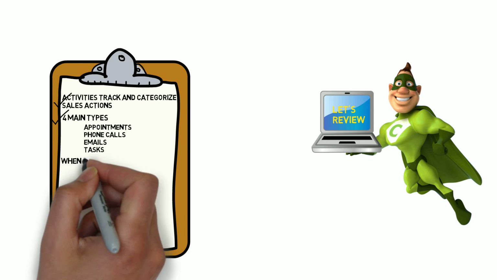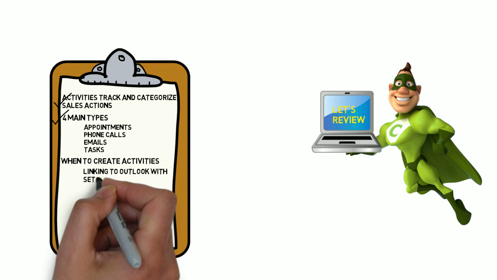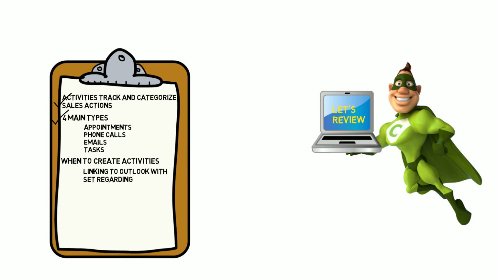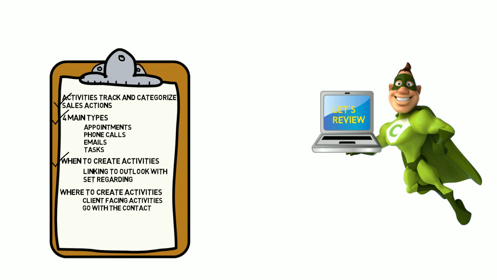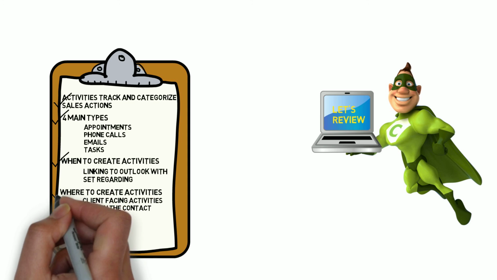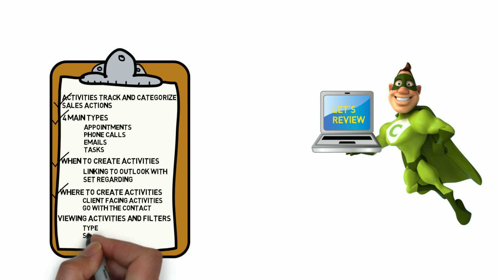We discussed when to create activities, including the ability to schedule them in advance and how to link them to Outlook using the Set Regarding functionality. We covered where in Cyrus you can create activities and reiterated that we typically want to create client-facing activities within the contact record. Finally, we reviewed several places you can view activities, including the ability to filter by type, status, and due date.